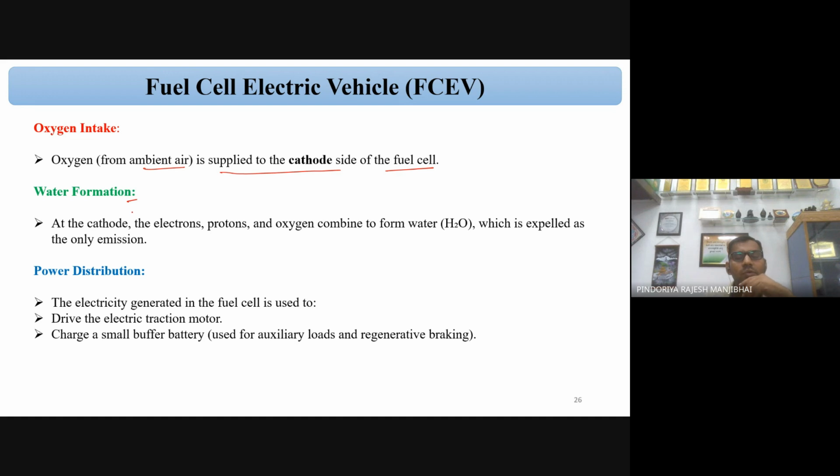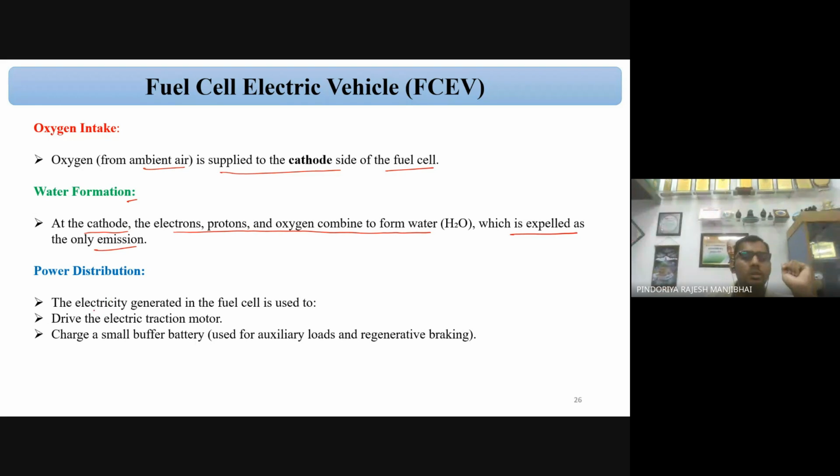Water formation. So what is the output? Here there is no CO2. The only output is water drops. At the cathode, the electrons, protons and oxygen combine to form water. H2O is the only emission. So there is no CO2. The only outlet is a few drops of water. It is not like continuous water flowing. It is not like that. Only a few drops of water.